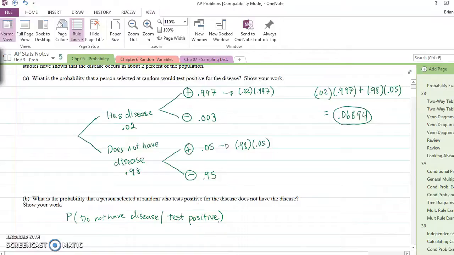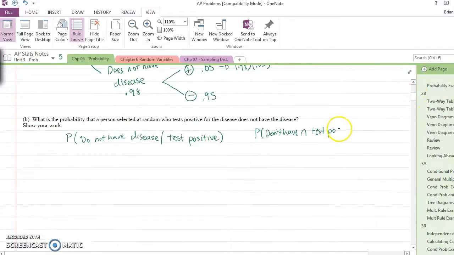So the probability that they don't have the disease, we're going to have to do the probability that they don't have the disease intersect test positive, over the probability that they test positive.